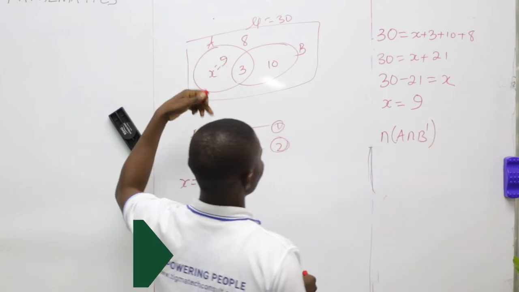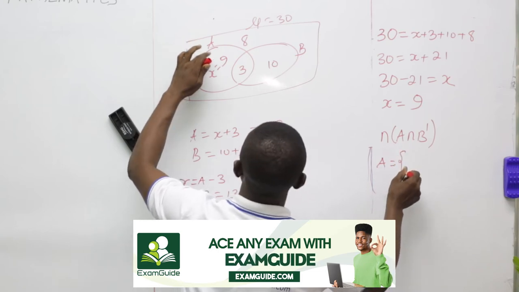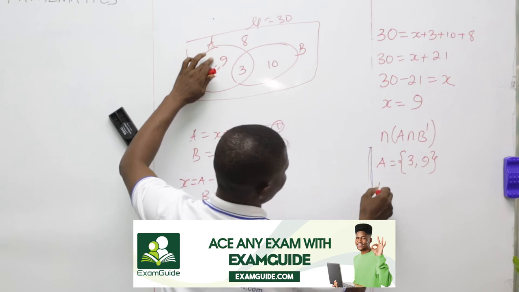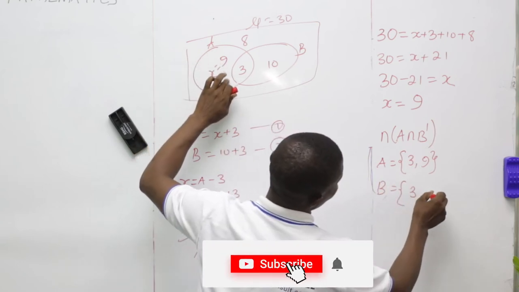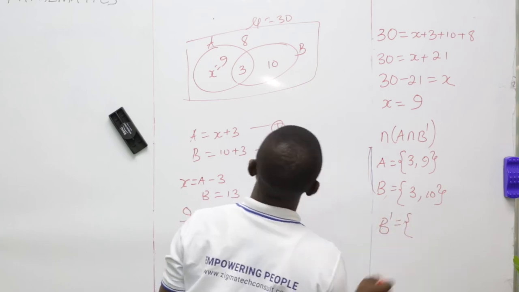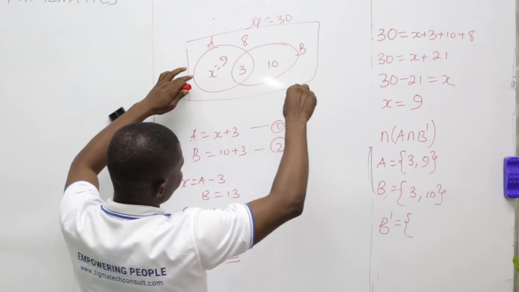What are the elements of A? A equals {3, 9}. What are the elements of B? B equals {3, 10}. What is the complement of B? The complement of B equals the universal set minus B.